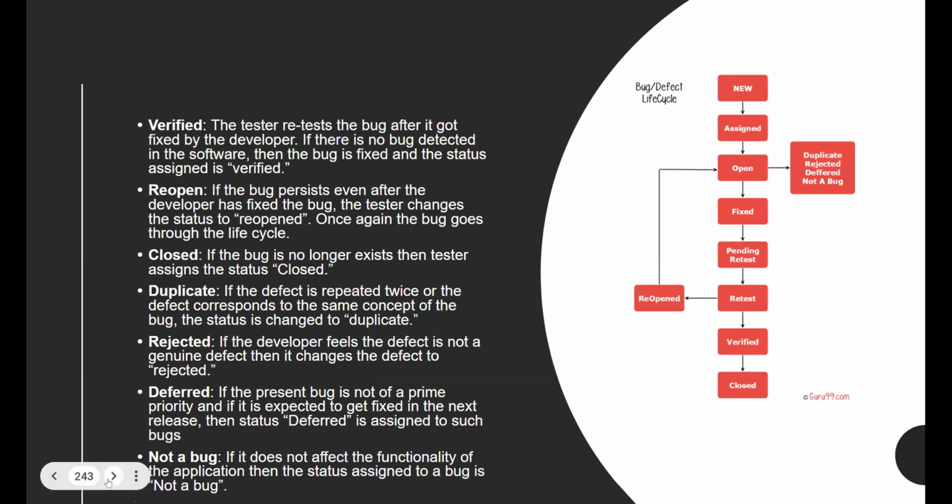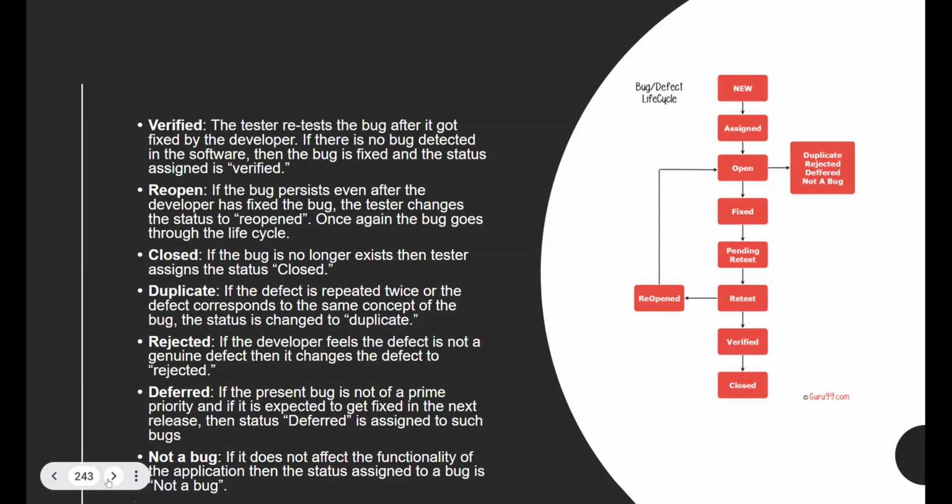All right, so you have the new, the assigned, the open, fixed, pending retest, verified, and closed. So for verified, the tester retests the bug after it got fixed by the developer. Like I said, you're not believing words of mouth. You don't believe the words of the developer, because some developers have said they have fixed it, and then when you go back, it's still the same issue. So if there is no bug detected in the software, then the bug is fixed and the status assigned is verified.